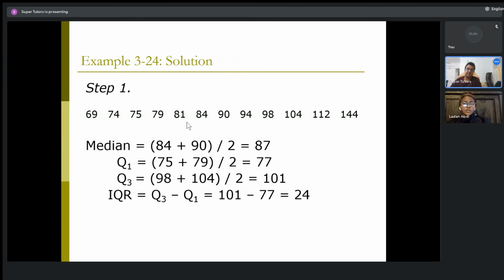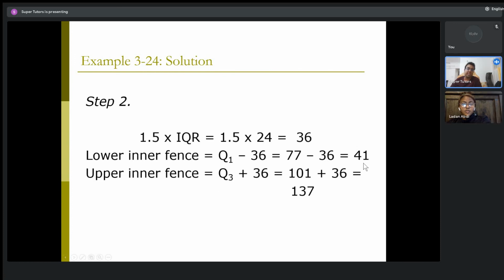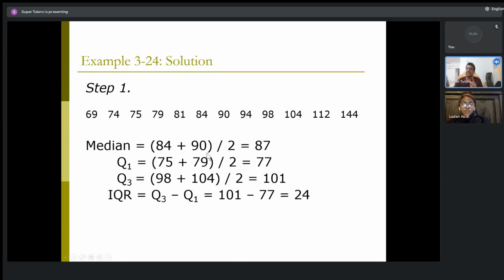Make sense? So just remember these two numbers, 41 and 137. Now, between 41 and 137, out of the numbers that you see here, what is the smallest number within that range? 69. Within 41 and 137, what is the largest number on this slide? 144. Is 144 between 41 and 137?